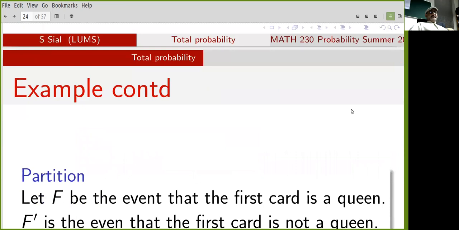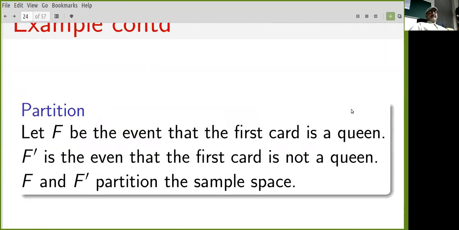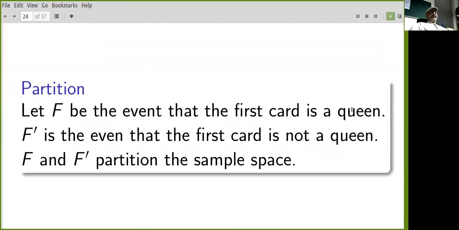Well, let's set up our partition. Let F be the event that the first card is a queen. Let F complement be the event that the first card is not a queen. Then F and F complement partition the sample space. Okay.